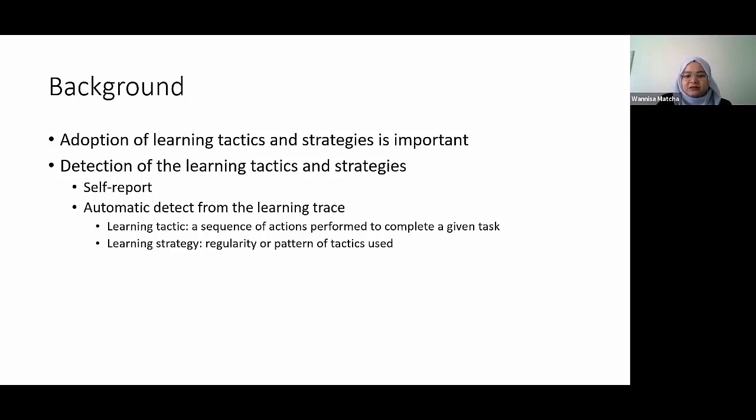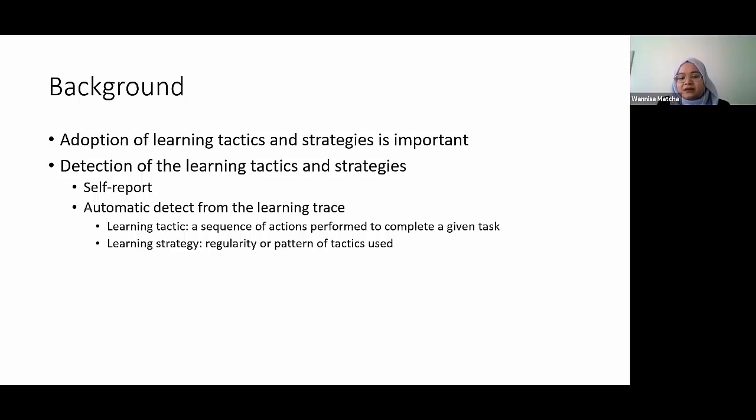For the instructor to be able to provide feedback on this selection of learning tactics and strategies, they need to understand what types of learning tactics and strategies students are using. Previous research detected learning tactics and strategies by using self-report. However, the current literature highlights that self-report might be biased and students are not quite accurate in reporting how they learn. So current research suggests we also look into trace data, which records the actual learning interactions of the students.